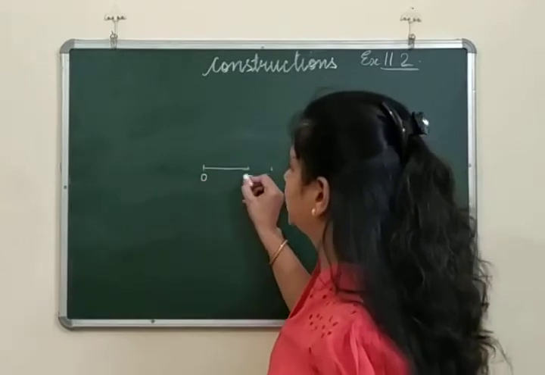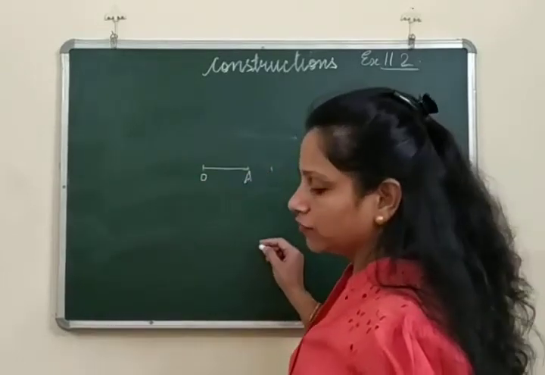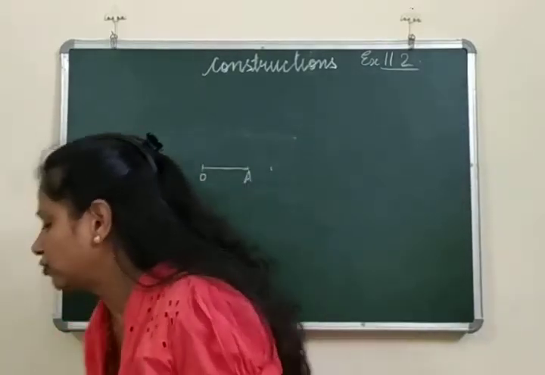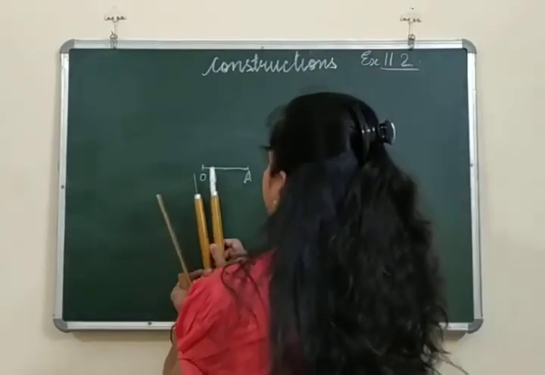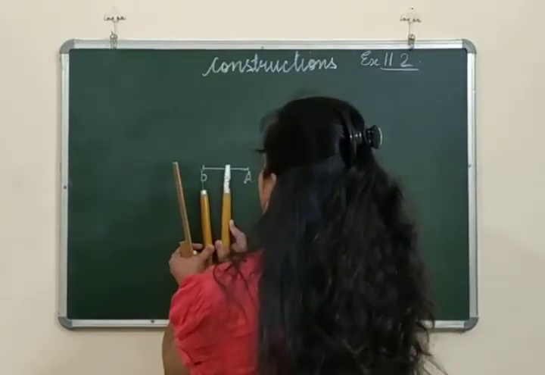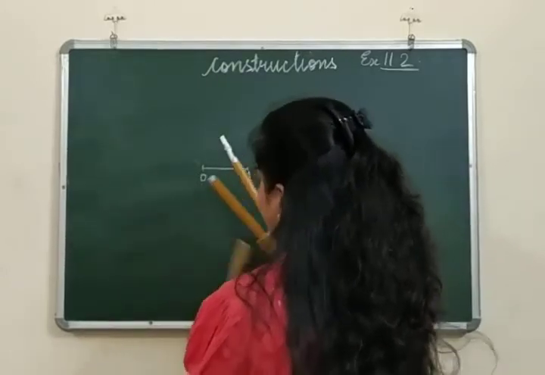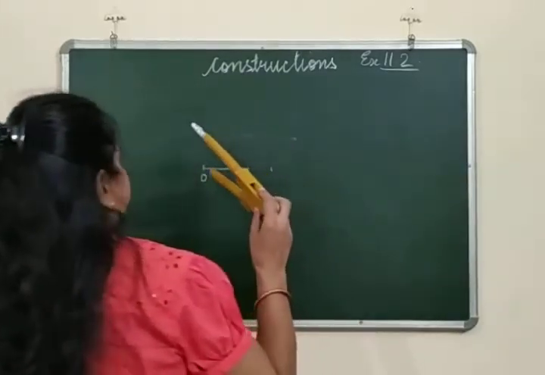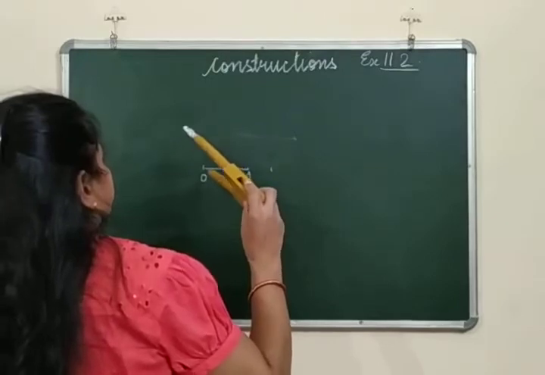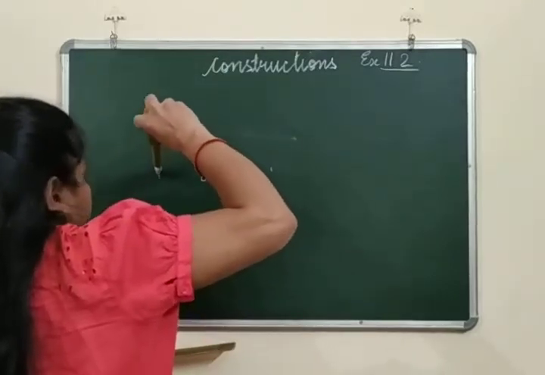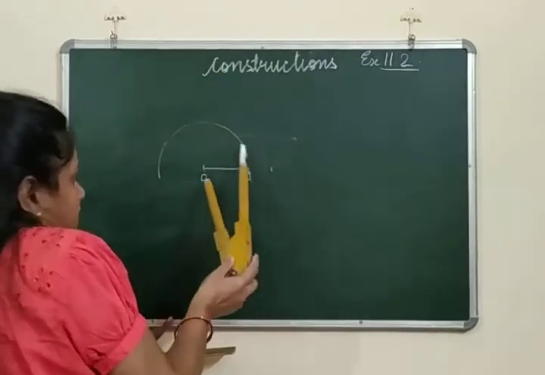First of all, let this be the smaller circle with radius 4. Let it be O, center O, and let it be A. With OA as radius, we have to draw the circle. We will open 4 centimeters here in the compass. And then taking O as center, we draw the circle like this.